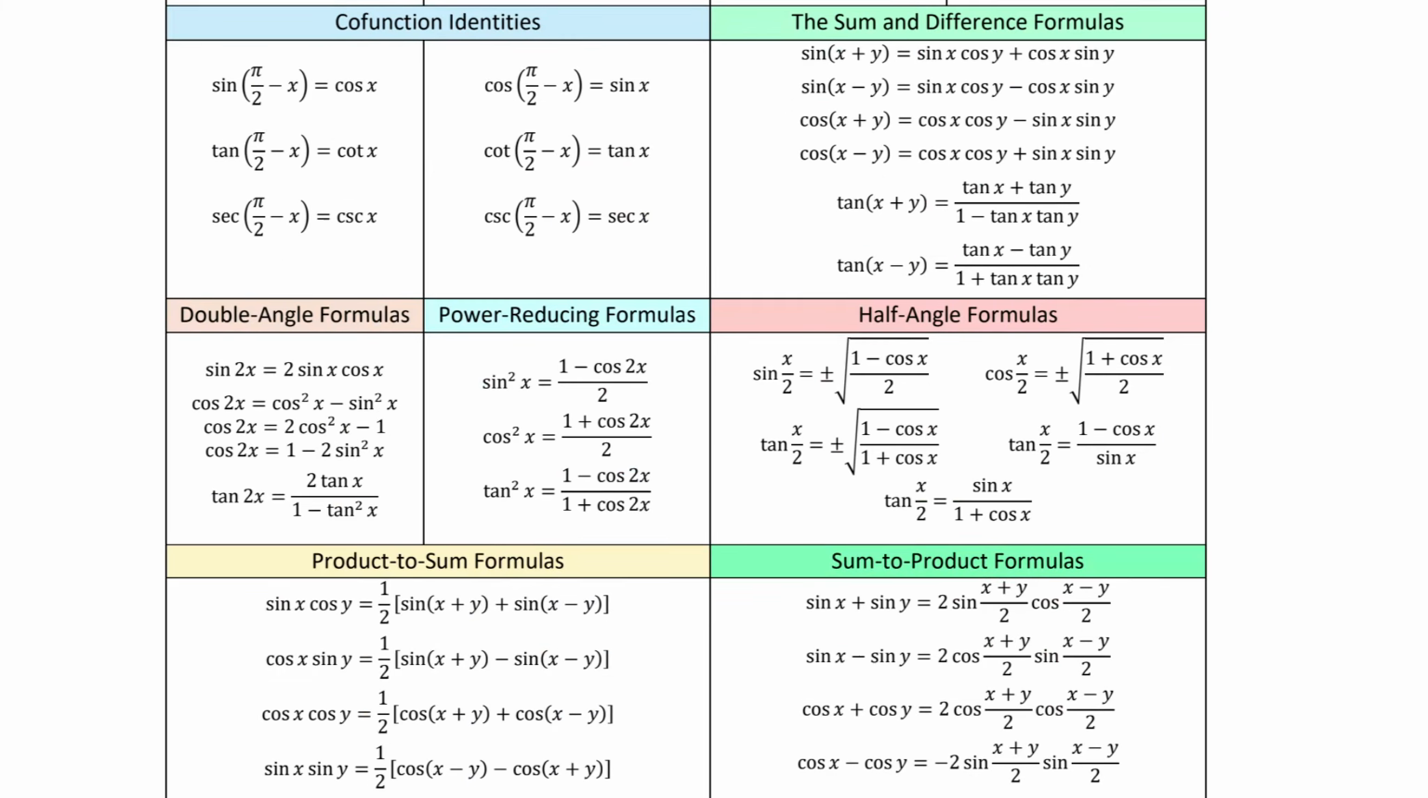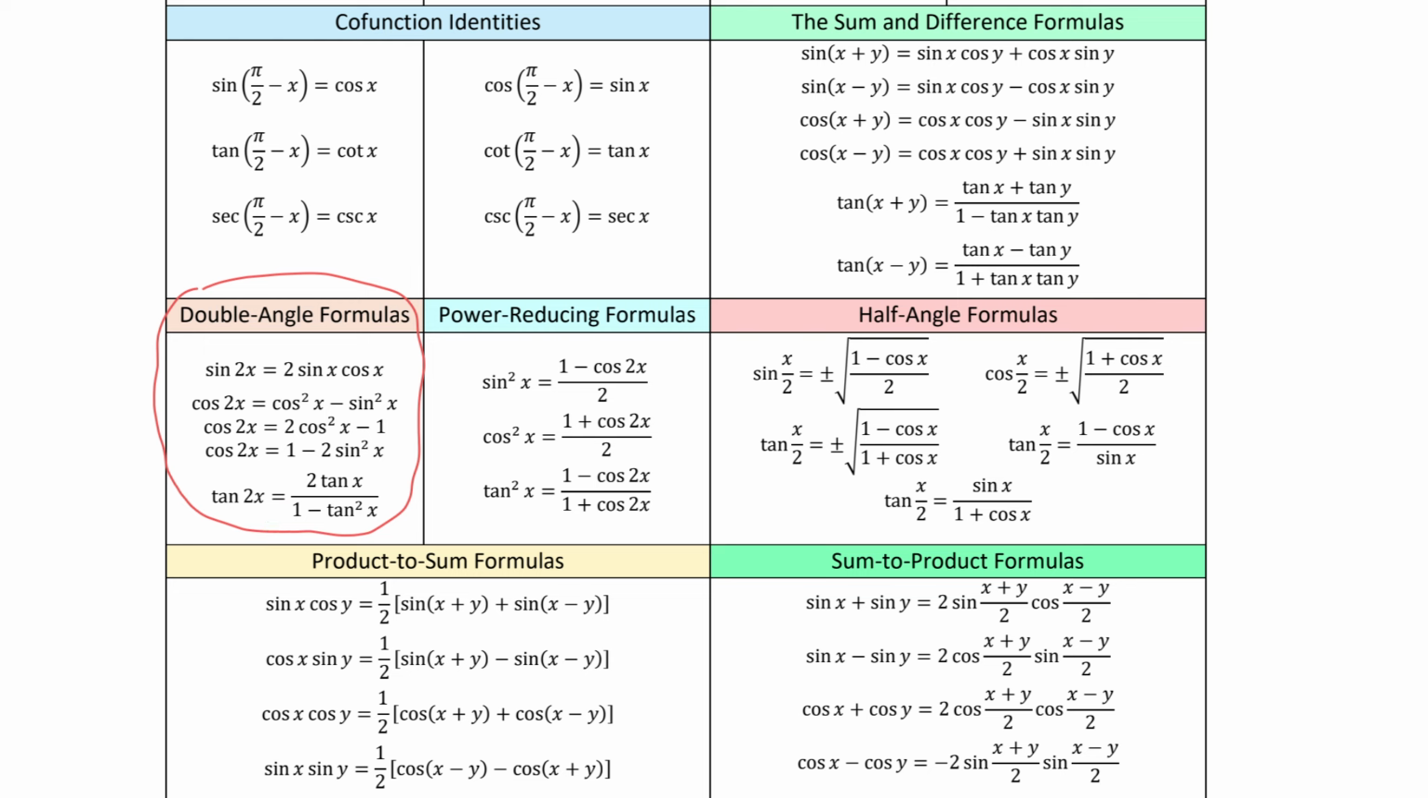Next, you will need the double angle formulas. And these are sine of 2x equals 2 sine of x cosine of x. Cosine of 2x has three formulas, and the first one is cosine squared of x minus sine squared of x, or 2 cosine squared of x minus 1, or 1 minus 2 sine squared of x. Tangent of 2x equals 2 tangent of x over 1 minus tangent squared of x.